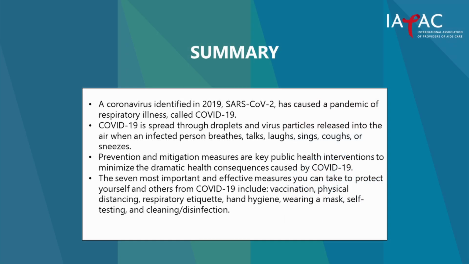And in summary, a coronavirus identified in 2019, SARS-CoV-2, has caused a pandemic of respiratory illness called COVID-19. COVID-19 is spread through droplets and virus particles released into the air when an infected person breathes, talks, laughs, sings, coughs, or sneezes. Prevention and mitigation measures are key to public health interventions to minimize the dramatic health consequences caused by COVID-19. The 7 most important and effective measures you can take to protect yourself and others from COVID-19 include vaccination, physical distancing, respiratory etiquette, hand hygiene, wearing a mask, self-testing, and cleaning and disinfection.